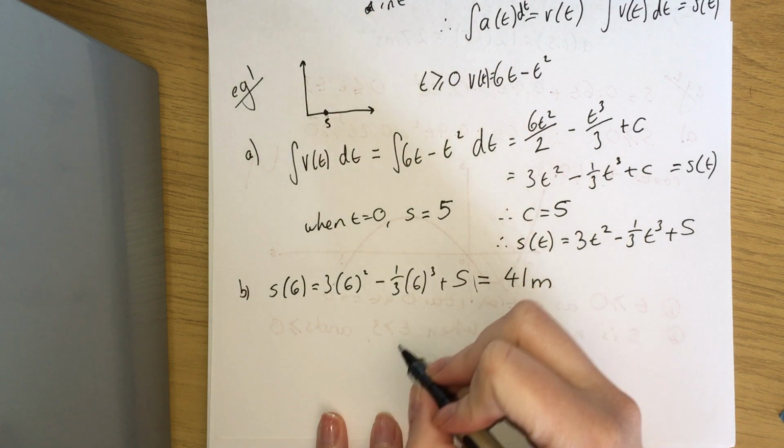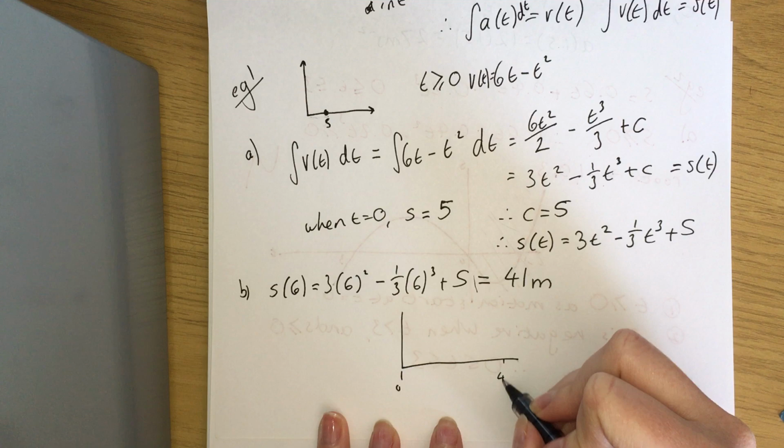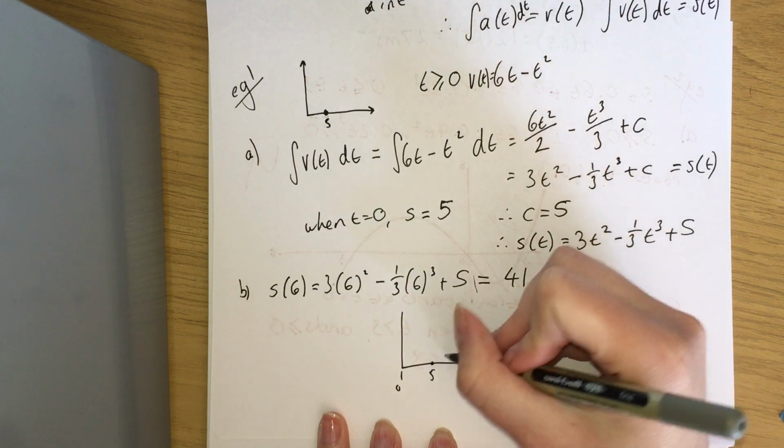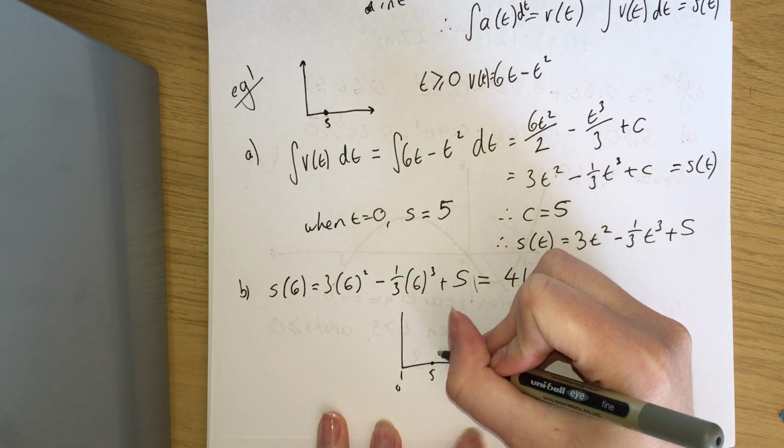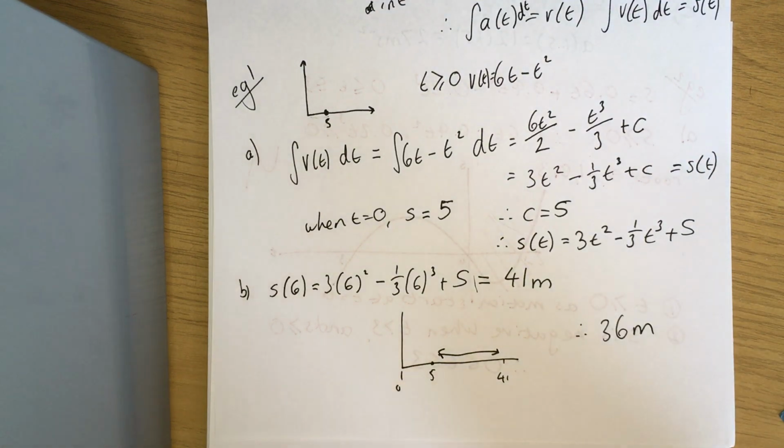Now I already know, so from the origin it's 41 metres. I know that my starting point was here, so I only want that distance. So therefore from its starting point is 36 metres.